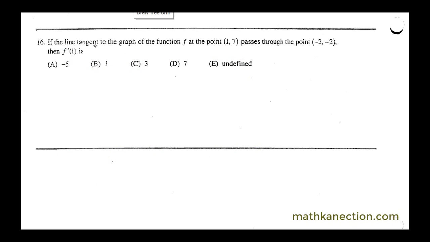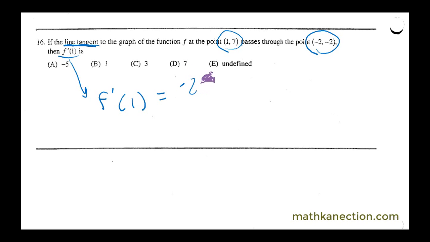So in problem number 16, they say that we have a tangent line, and that tangent line is going to be the graph through this point and passes through that point. So if we're talking about f prime of 1, that means the slope of the tangent line at x equal to 1. So what is the slope of this line? It's just y2 minus y1 over x2 minus x1. So negative 9 over negative 3, which is then 3.